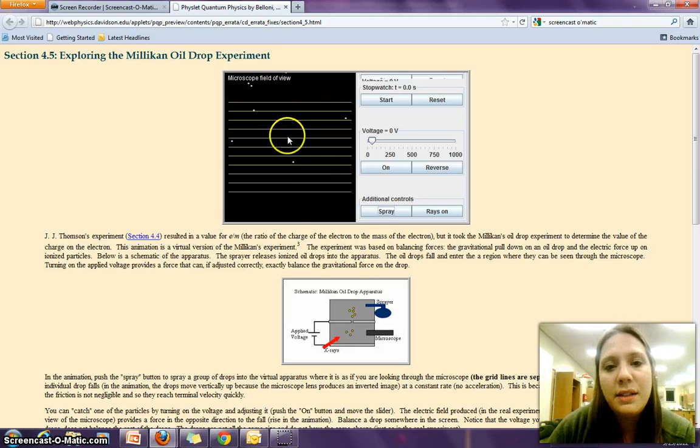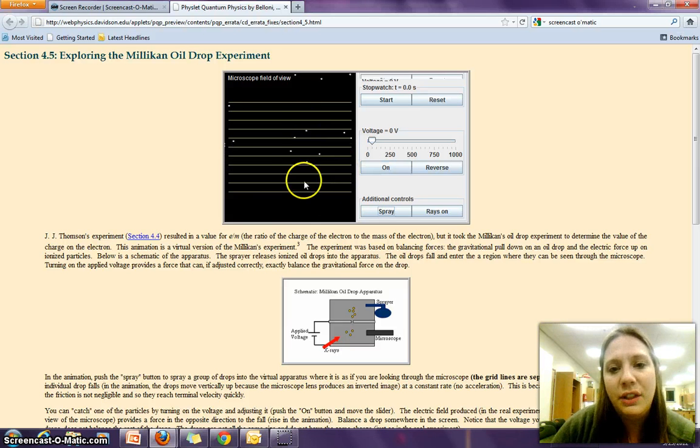Okay, so all of these dots represent the oil droplets, and they all travel at different velocities because your terminal velocity is dependent on your mass. And so every single one of them, they're not uniform oil drops, they're all different sizes. So they are achieving different terminal velocities.